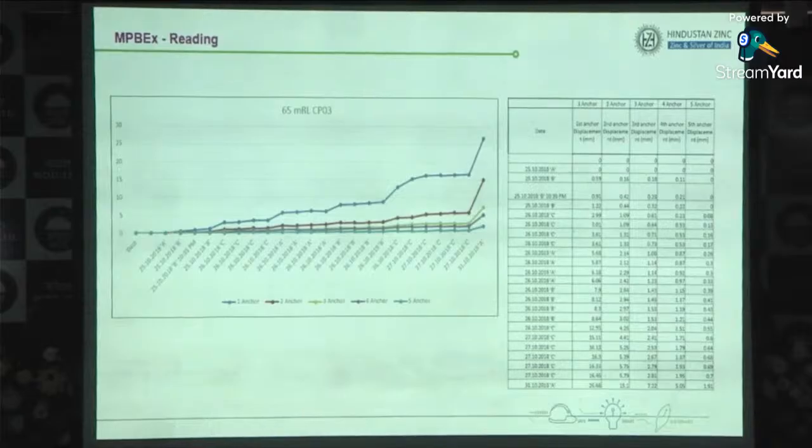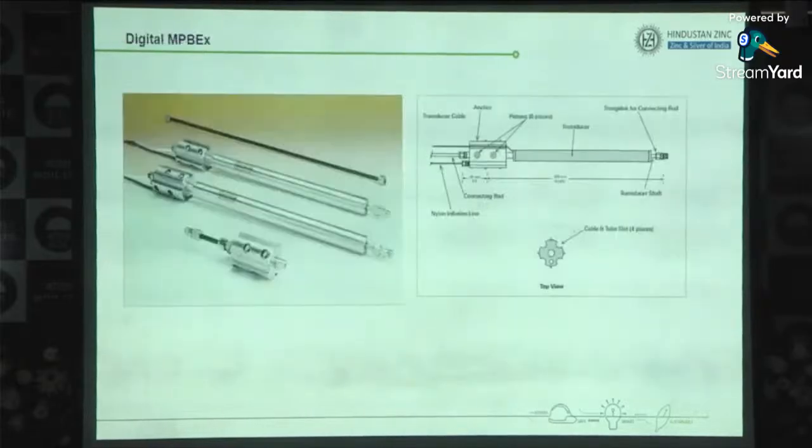This is the movement of only the first anchor. This is the movement of the second anchor. If all the anchors have movement, it means a big mass is going to move toward the free face, and a big failure can happen. This is one example over one stope where there was some little failure. We predicted very well, with the help of instrumentation, that failure could happen.